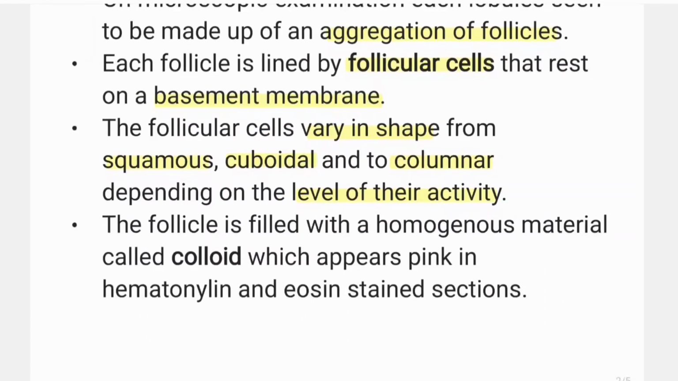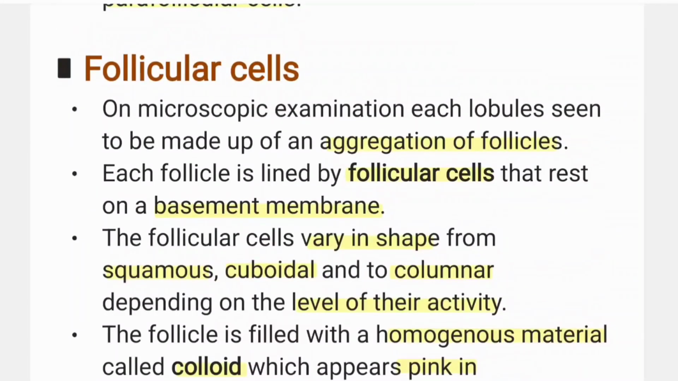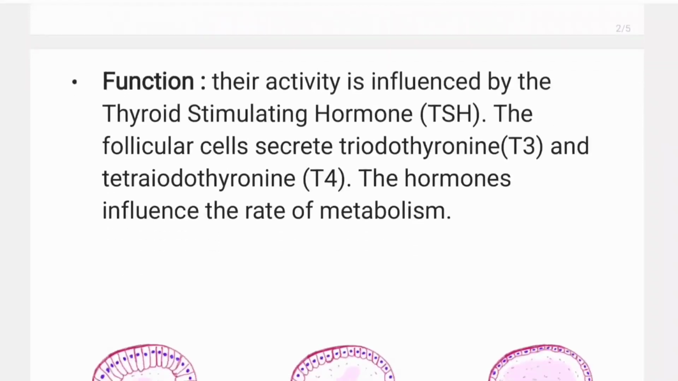The follicle is filled with a homogeneous material. The thyroid follicle is filled with a homogeneous material which is known as the colloid, which appears pink in hematoxylin and eosin stained sections.